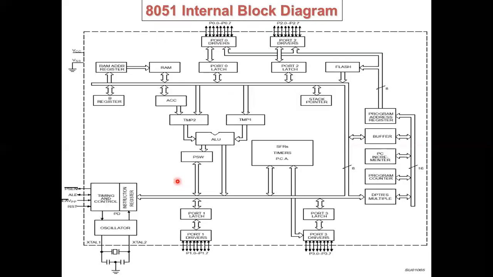So this is the complete architecture of 8051. Let's see it one by one. Here is the ALU, the arithmetic logic unit, which performs the arithmetic and logical operations. Here they are using temporary register 1, temporary register 2, the accumulator register and PSW. Let's see one by one. We already know that the accumulator is a special purpose register.